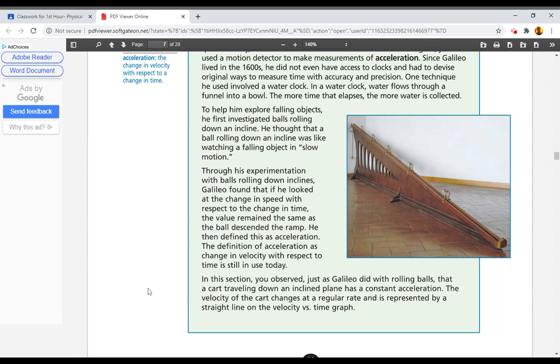In this section, you observed, just as Galileo did with rolling balls, that a cart traveling down an inclined plane has a constant acceleration. The velocity of the cart changes at a regular rate and is represented by a straight line on the velocity versus time graph.